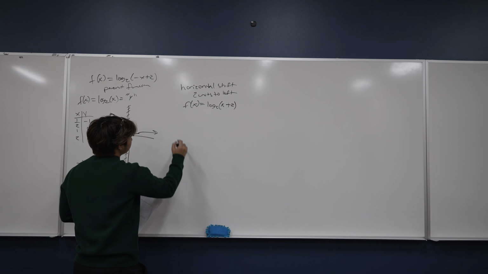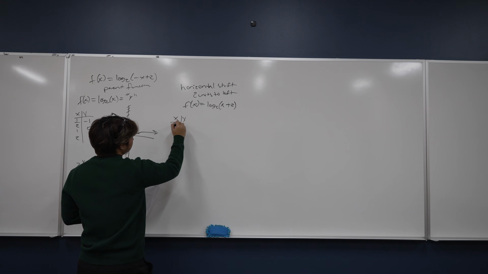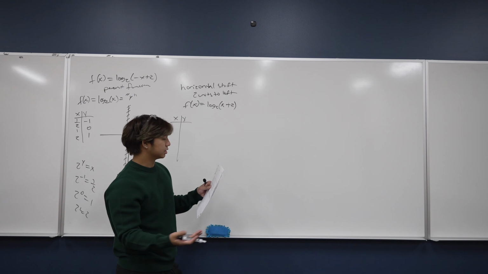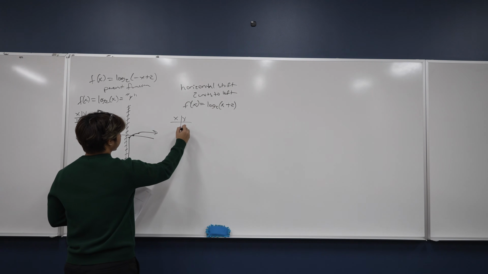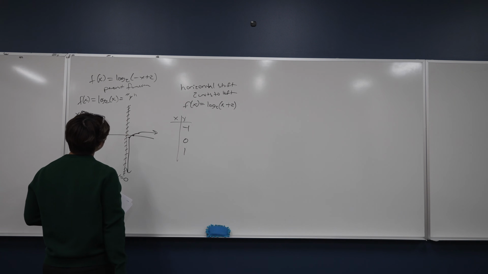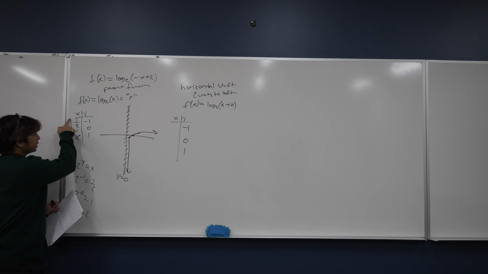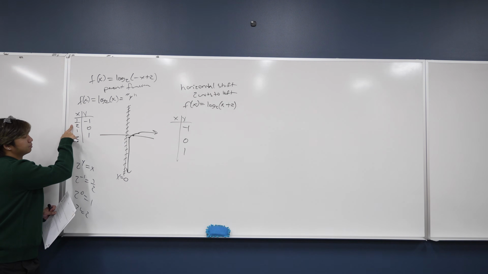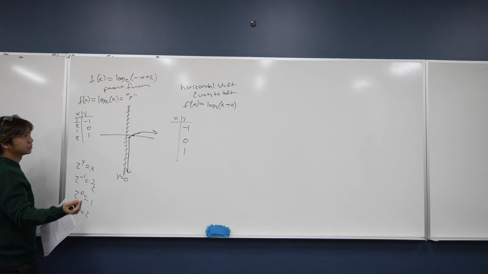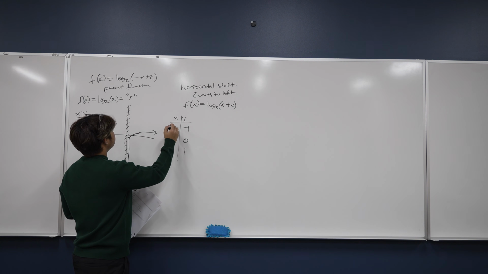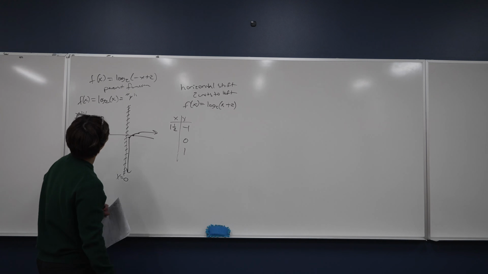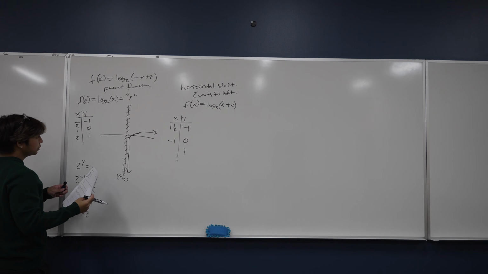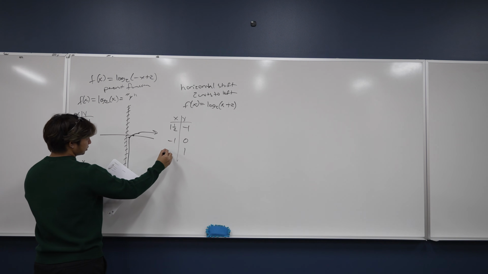Boom. Let's go ahead and do our xy table again. With horizontal shifts, what's moving, our x's or our y's? It's going to be our x's. So we keep our y's: -1, 0, and 1. What happens to our x's here? We're moving 2 units to the left, so we are subtracting 2. So 1/2 minus 2 gives me -1 and 1/2. 1 minus 2 gives me -1. And 2 minus 2 gives me 0.